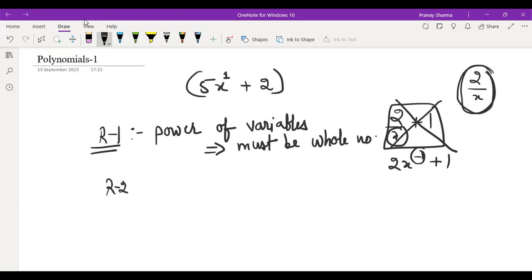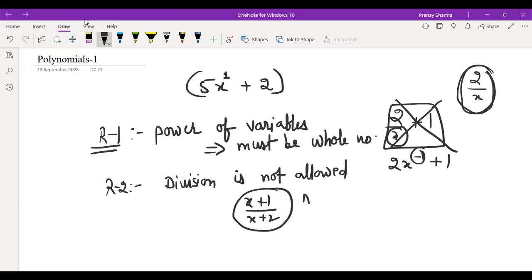According to rule number 2, division is not allowed. That is what the definition is also stating. So if division is not allowed, that means we can have x plus 1 divided by x plus 2. This is an algebraic expression.